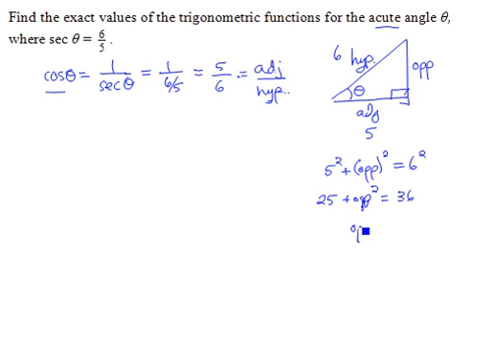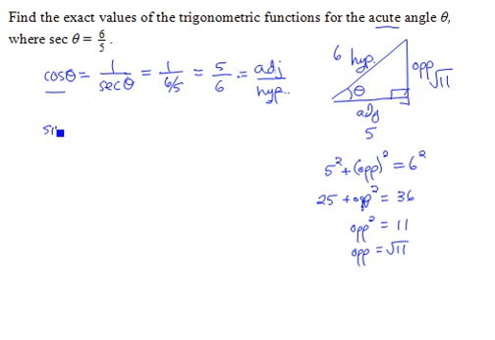Subtracting 25 tells me the opposite side squared must equal 36 minus 25, or 11. So the opposite side is the square root of 11 units long. That allows me to complete the rest of the trigonometric functions.